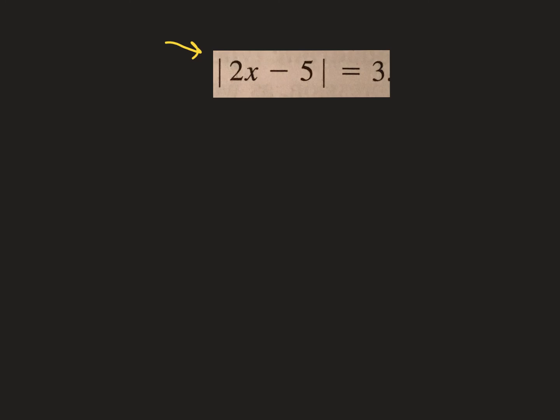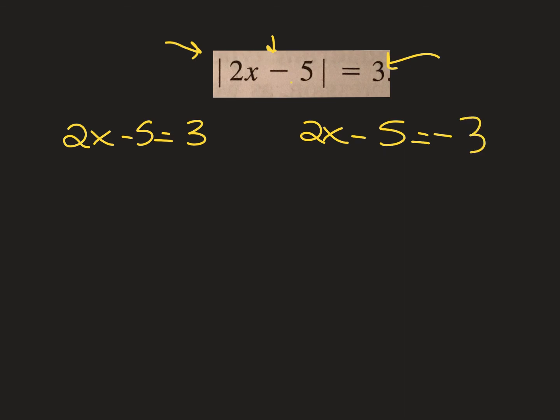Absolute value means how far away a number is from 0 on the number line. So think about the number 3. What numbers are 3 away from 0 on the number line? And the answer is 3 and also negative 3. They're both 3 units away, which means the absolute value, the 2x minus 5, could be 3, or it could also equal negative 3, because both of those numbers, 3 and negative 3, have absolute value 3, because they're both 3 away from 0. So you've got to solve both of them.